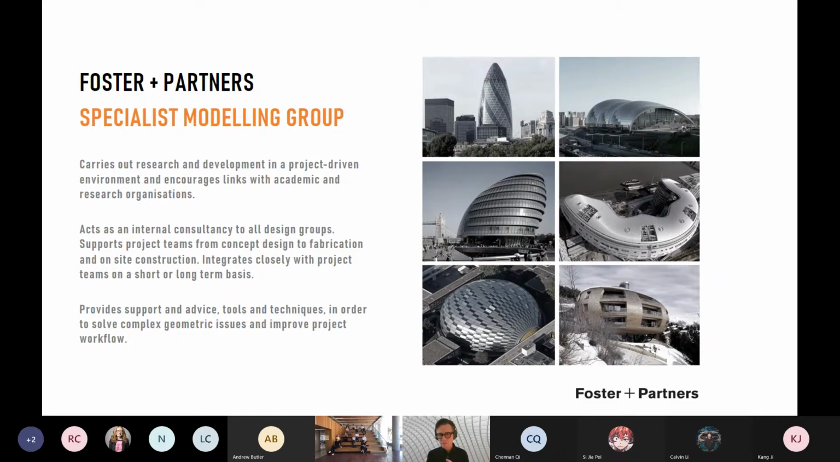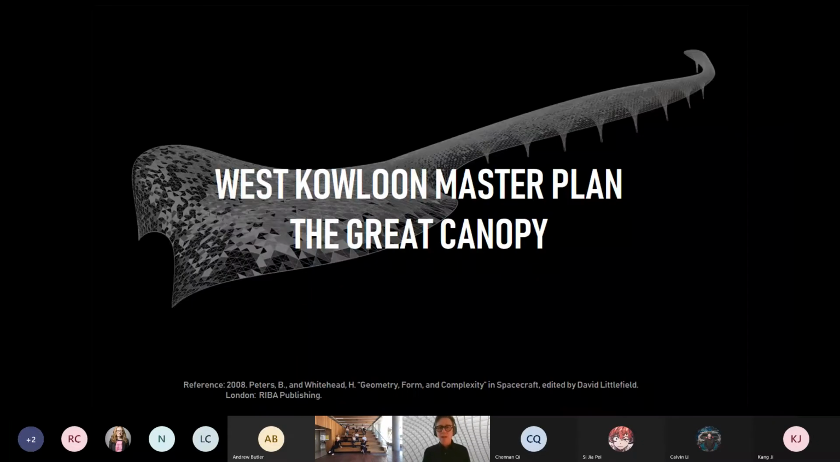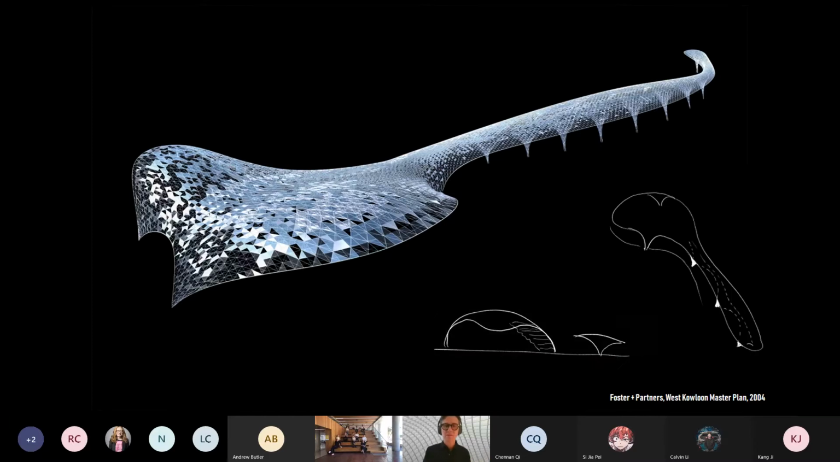The buildings that you see here, this is what Hugh liked to call the 6 seminal projects of the group. These projects were largely all done by the time I arrived. So I've got another 6 seminal projects that will be my 6 seminal projects, but we'll get to those in a bit. The first project that I worked on, and I was basically thrown right into it, was the West Kowloon Master Plan, and specifically the Great Canopy for this master plan. One of the things that we did as part of this research group was translate architectural design intent into realizable built form.